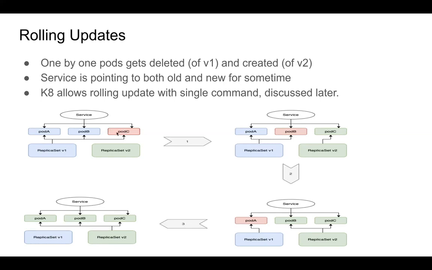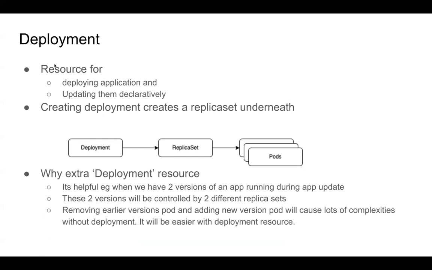So in the first step, this pod C goes down, and the new pod C will be managed by replica set version 2. Then pod P will go down, and in place of that a new pod P will come up, which will be managed by version 2 of your replica set. And eventually all pods will be managed by the newer version of the replica set, and replica set version 1 will remain, and we'll see the reason later. So deployment is essentially a resource for deploying applications and updating them declaratively.